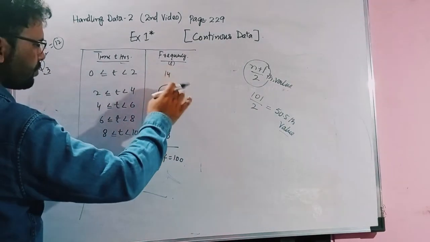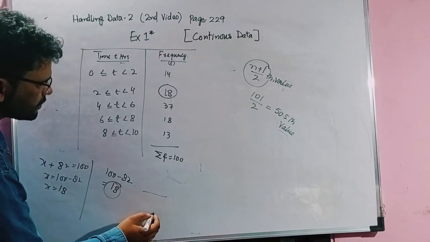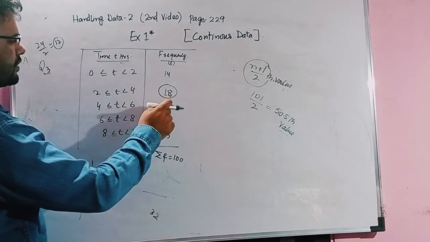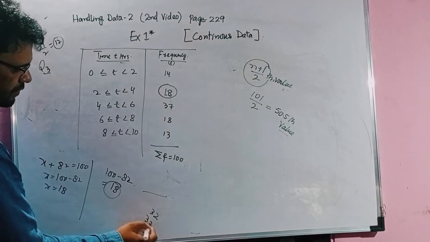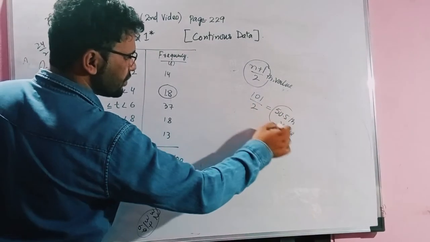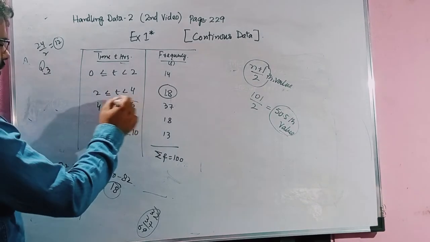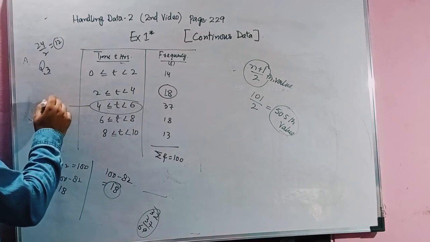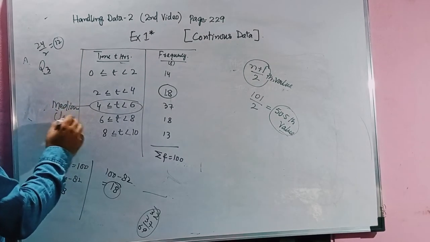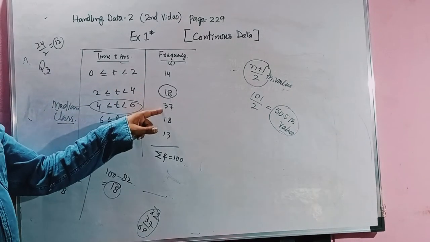You can see 14 plus 18 is 32. 32 plus 37 is 69. So the 50.5th value lies in this class. So this is the median class. And this is also the modal class, because it has the highest frequency.